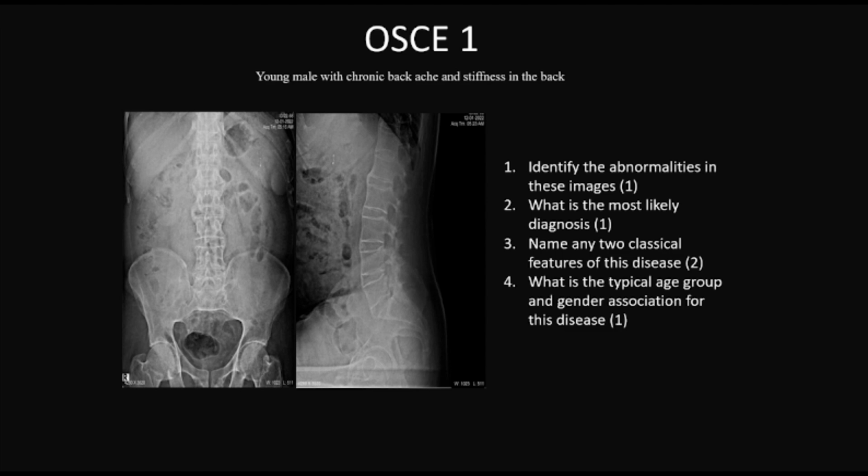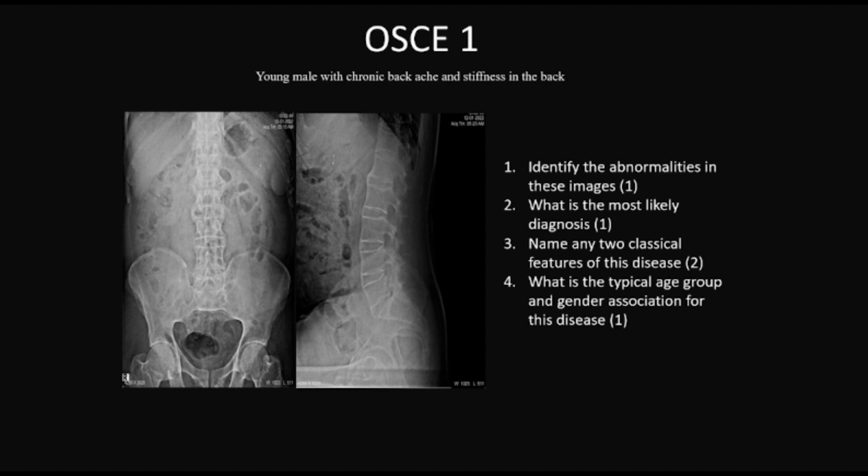So the first question is, what are the abnormalities in these images? That's for 1 mark. Second question, what is the most likely diagnosis? For 1 mark. Name any 2 classical features of this disease, and what are the typical age group and gender association for this disease? So after seeing the spine and the findings, you will be having a diagnosis in mind. So let's discuss one by one.